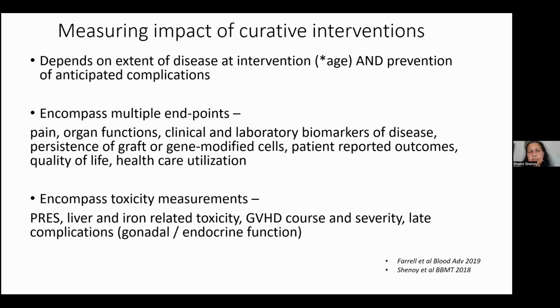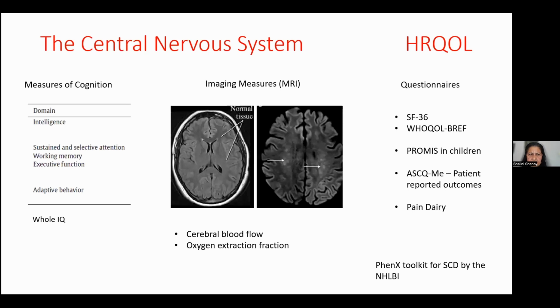And then we also need to cover the toxicity measurements of the intervention itself. So are people more prone to what's called posterior reversible encephalopathy? It's a drug-induced disease that we need to avoid. Is there iron and liver-related toxicity that we need to care for? Is graft versus host disease setting in even if we try to prevent it? And should we go ahead with treatment? Are there late complications, endocrine, gonadal, that we need to tackle? So all these become important follow-up features after the intervention has been done.